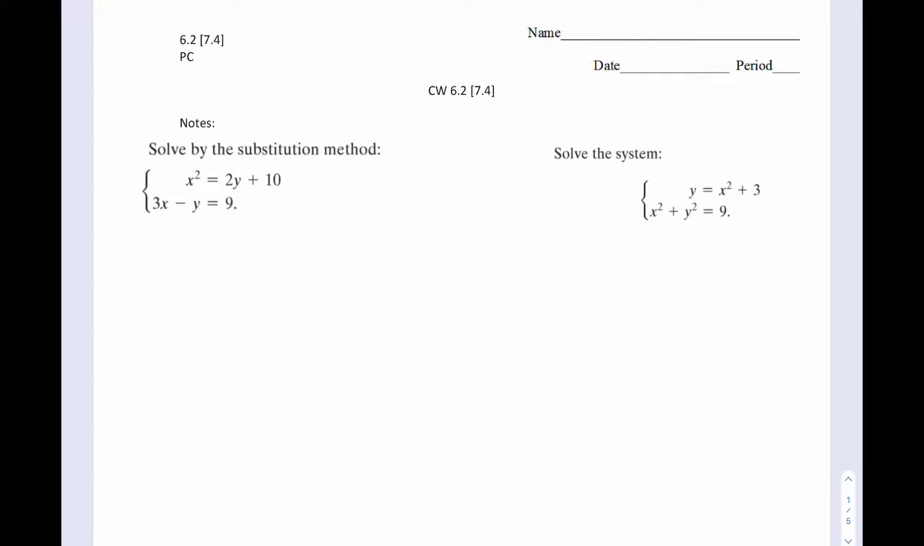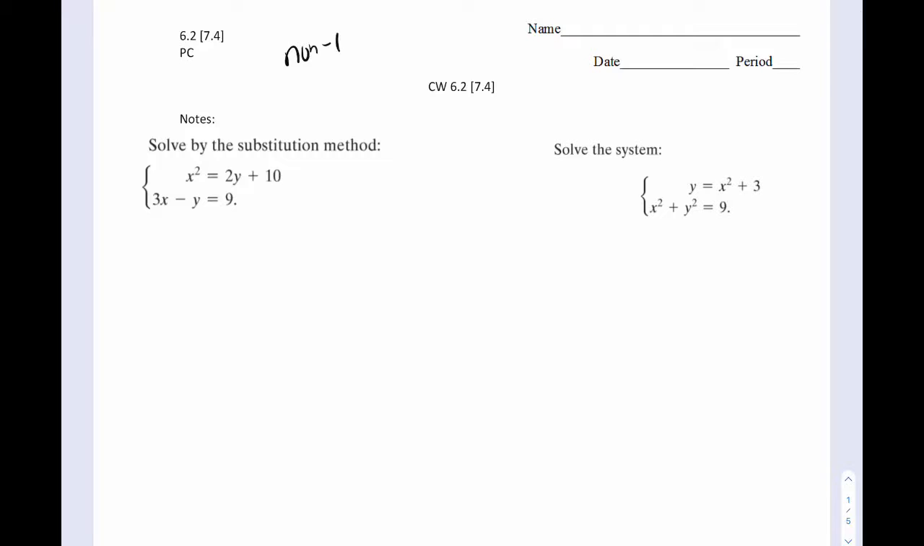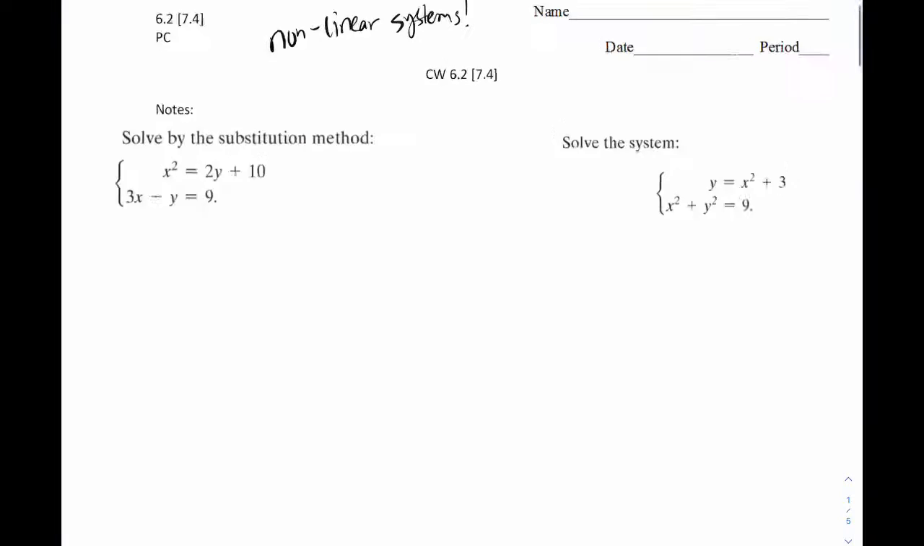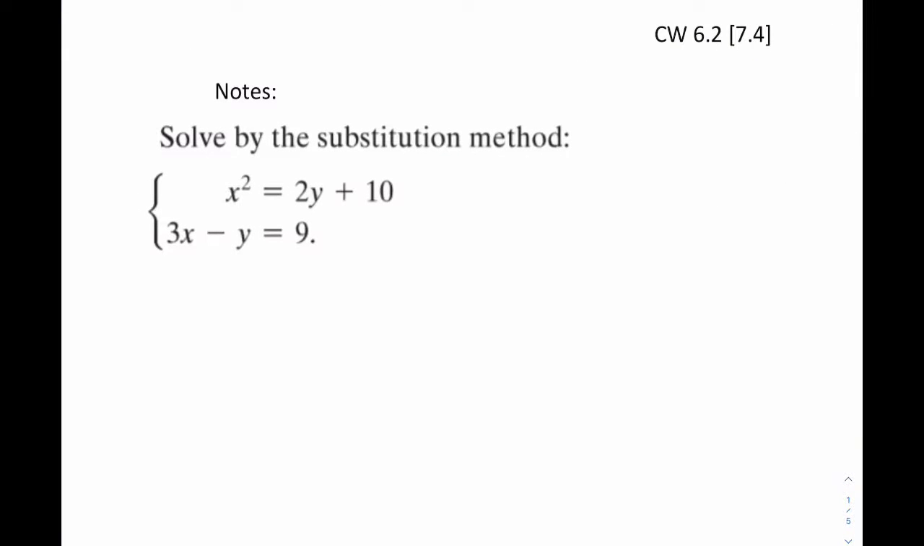6.2. Today we're going to continue our study of systems, except today we're doing nonlinear systems. So essentially we'll be dealing with things that are not lines. If we look at this first one, it gives us some direction. Use the substitution method. So the first thing I'm going to do is grab the second equation here, and we're going to rewrite that to have y is equal to 3x minus 9 after you manipulate that algebraically.